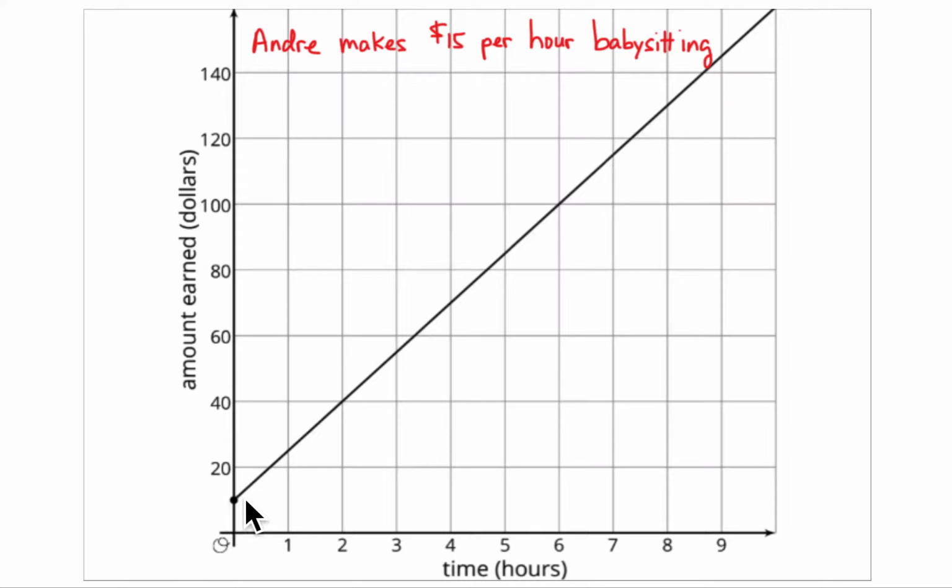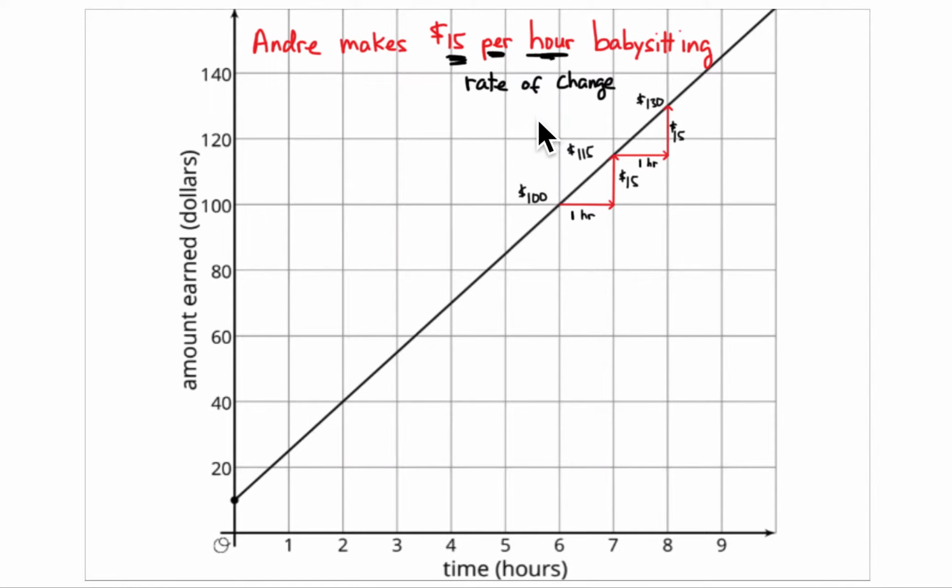So before we actually get down to this part, what does that $15 per hour mean? That means that for every hour, so if you go over 1 hour from here to here, he makes $15. So this must be a $15 increase from this point up to this point right here. And then if he works another hour, he makes another $15. And he works another hour, he makes another $15. So $15 per hour. So that is the rate of change.